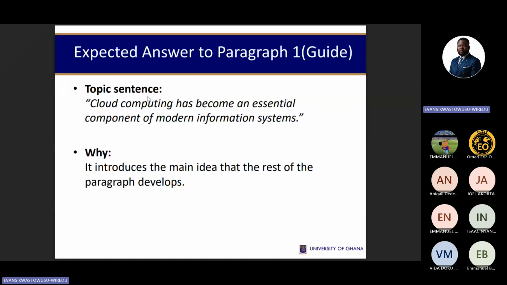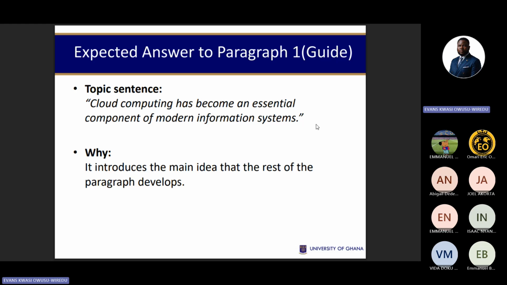So, a topic sentence. One example is that cloud computing has become an essential component of modern information systems. This is such a beautiful topic sentence for us to expound. You look at it on the why, right? It introduces the main idea that the rest of the paragraph develops. You see, cloud computing has become an essential component of modern information systems.